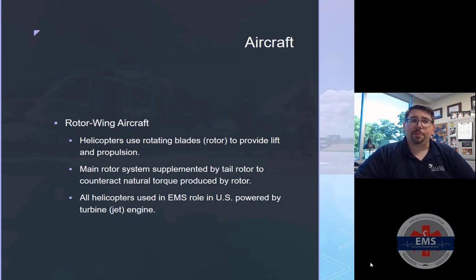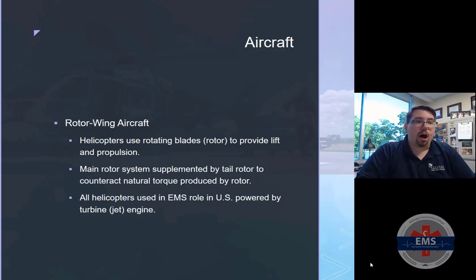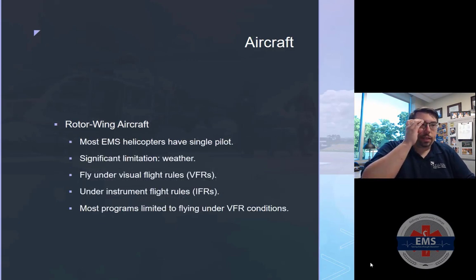Rotary wing aircraft, helicopters, use rotary blades, right? Or that's a rotor, that's what provides the lift as they spin. The main rotor system is supplemented by a tail rotor, which basically prevents them from having that natural torque where they would spin in a circle. It allows them to stay and maneuver themselves whichever way they need to by that rotary blade. All helicopters used in EMS, at least here in the United States, are powered by a turbine or a jet engine. Most EMS helicopters have a single pilot, some have more.